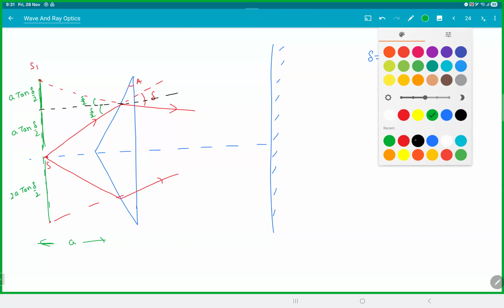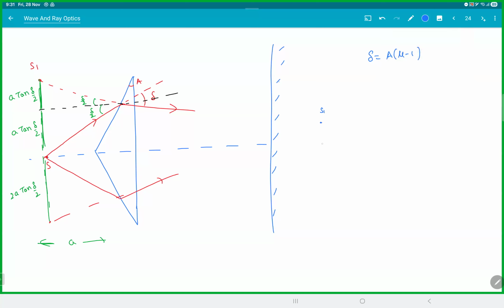So the whole scenario becomes as if there are two slits now, S1 and S2. The distance between them is 4A tan delta by 2. Since delta is very small, you can approximate it to 2A delta. This is your small d. Now here the screen is there, and this distance will become A plus B, where B is this distance.